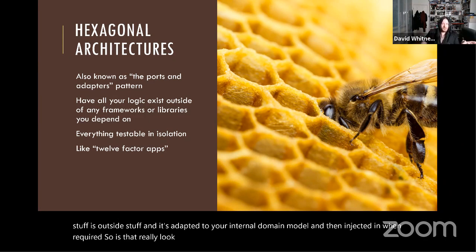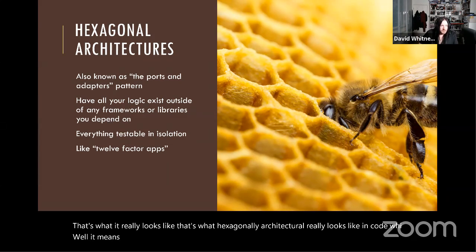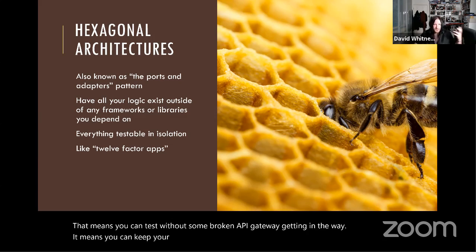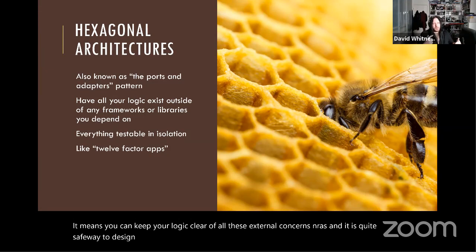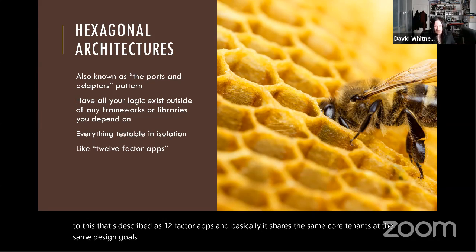All your logic is in files, modules, or classes that are free from framework code, glue, or external data access. That's what hexagonal architecture really looks like in code. Why? Well, it means you can test everything in isolation. So it means you can test without your web framework. It means you can test without some broken API gateway going in the way. It means you can keep your logic clear of all these external concerns, and it's quite a safe way to design applications. There's a second quite popular approach that's very similar to this, that's described as 12-factor apps. And basically it shares the same core tenets, the same design goals, and it throws a few prescriptive rules on top.